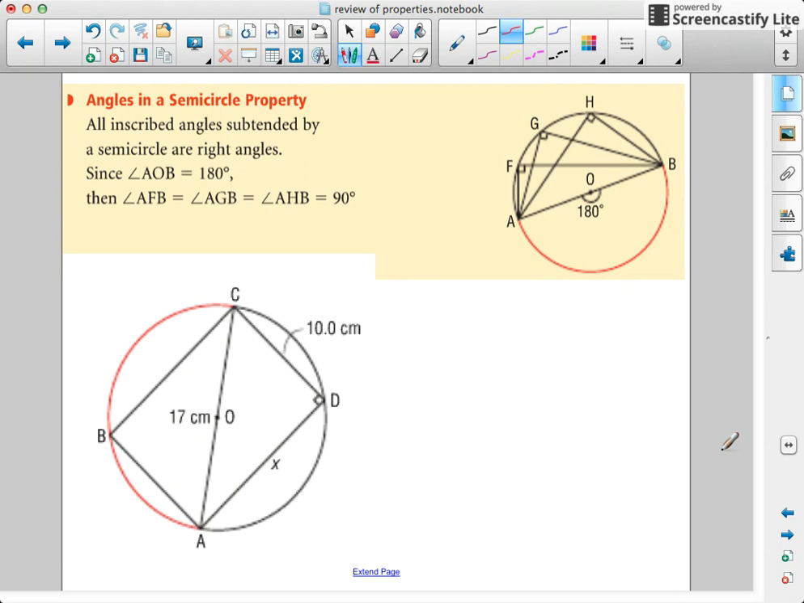One of the implications of this one is that all inscribed angles subtended by a semicircle are right angles. So this one here is 180 degrees. It's a straight angle. All angles that subtend that have to be half of that, which is 90 degrees.